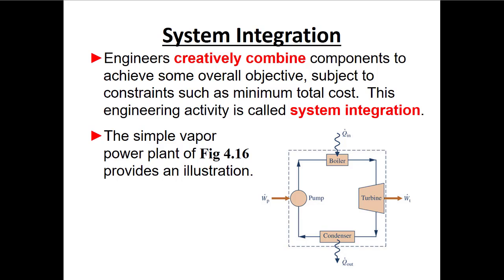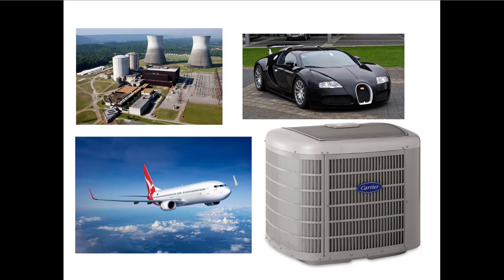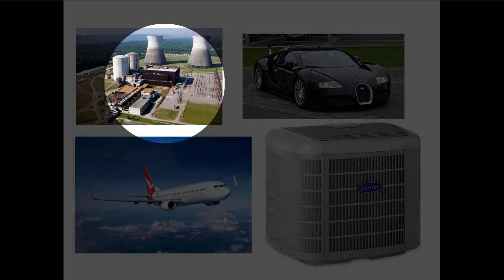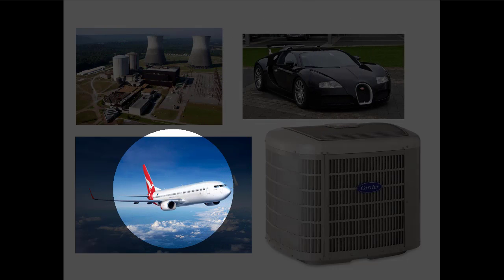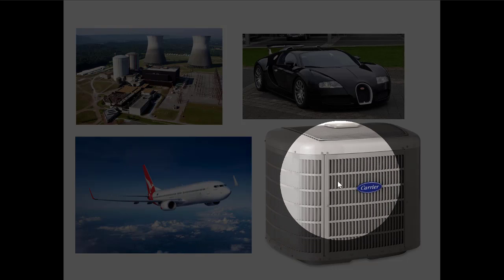So what we're trying to do is integrate a bunch of individual components into a big system. If we can learn how to do that, and as we do this through the course, we're going to learn about nuclear power plants, or maybe coal power plants, I'm not sure which this is a picture of. We're going to learn about automobiles. We're going to learn how jet engines work. And we're going to learn how air conditioners work.